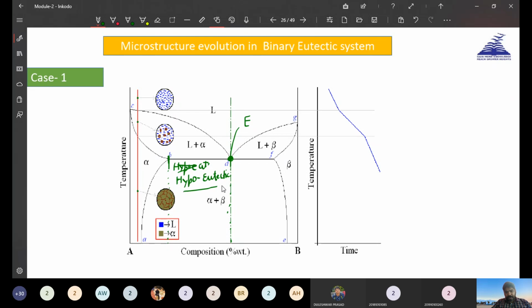Alloy. Okay, now if I take any point beyond this, the region from the eutectic point to the other side, from here to here, if I take any composition of the alloy between these 2 points, then this is known as hypereutectic alloy. Hypereutectic. If less than eutectic, hypo; more than eutectic, hypereutectic.